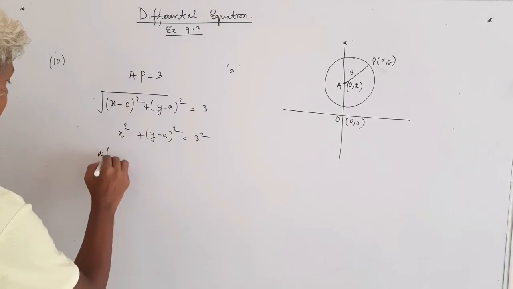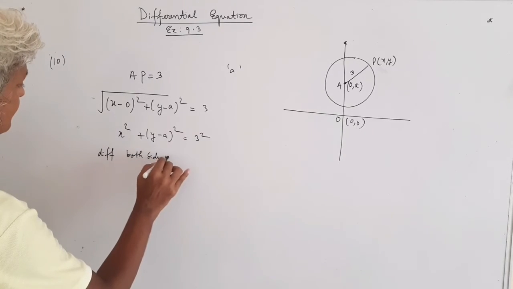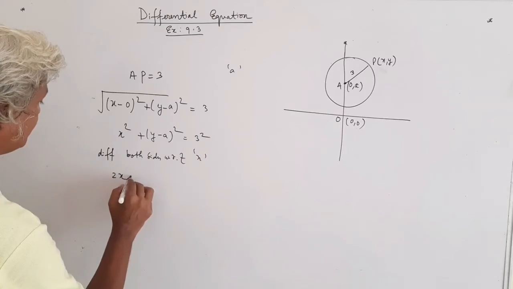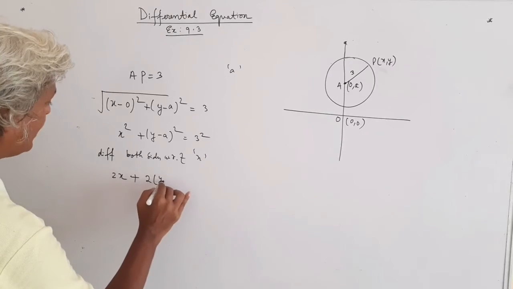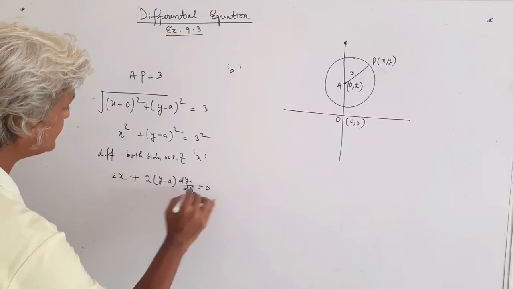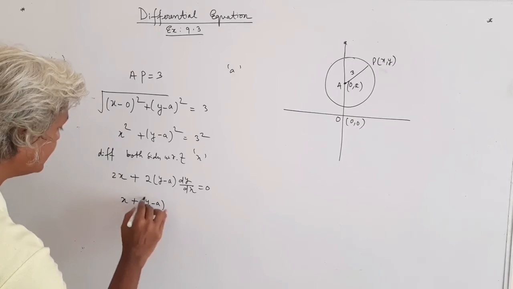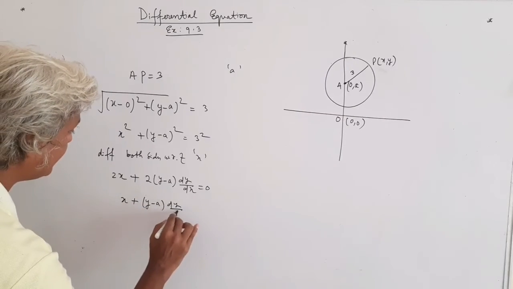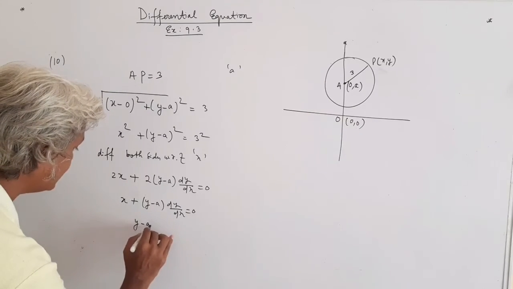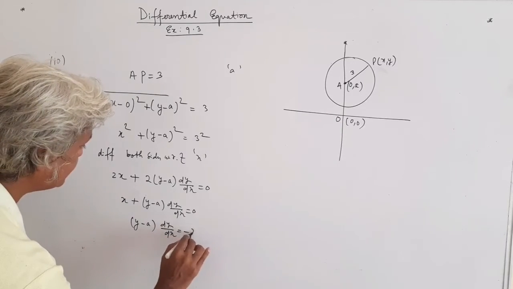So what do we do? We just start differentiating both sides with respect to x. So we get 2x plus 2(y minus a) dy by dx is 0. So x plus (y minus a) dy by dx is 0. So we get (y minus a) dy by dx is minus x.